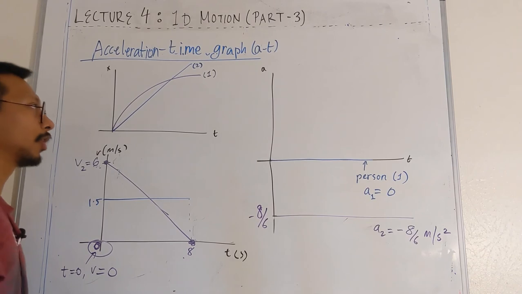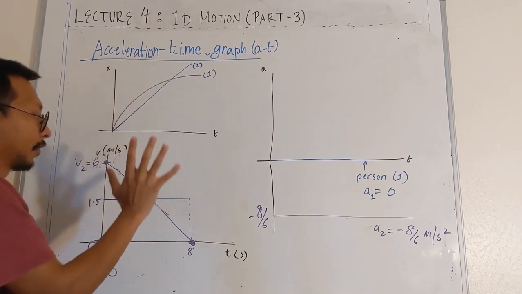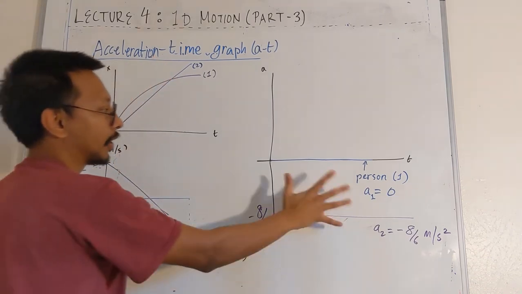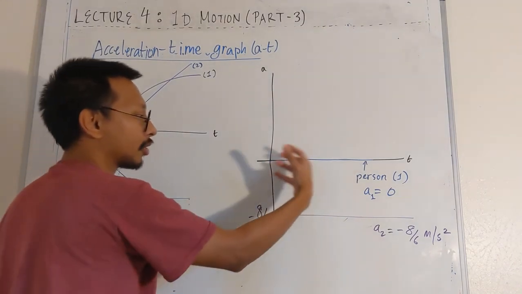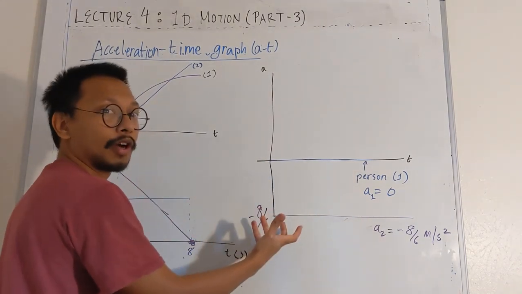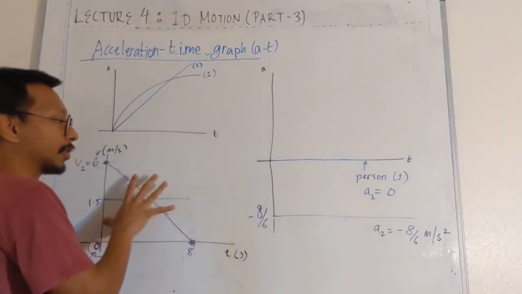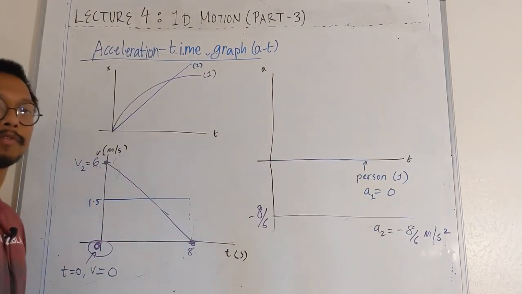So this is how we go from position time graph to velocity time graph to acceleration time graph. And for our purposes, we don't need to know much of the properties for acceleration time graphs apart from just deriving it from given velocity time graphs.